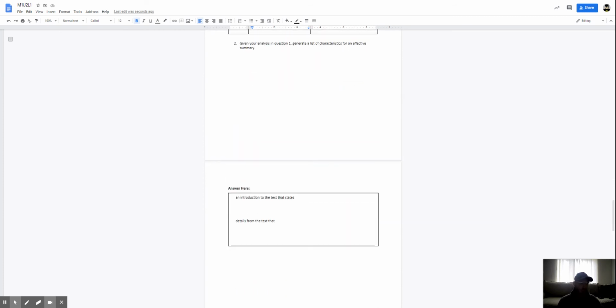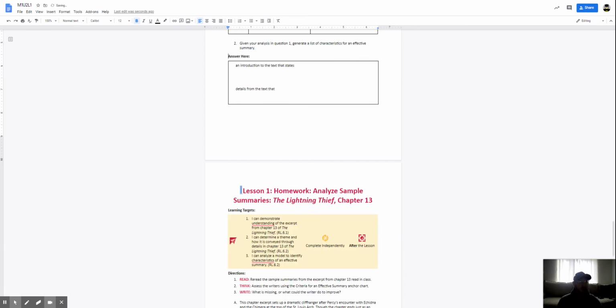Now here is where you are going to get into some harder work. It is question 2, and it says, given your analysis to question 1, generate a list of characteristics for an effective summary. So what does an effective summary have? It has an introduction that states characters and location. Definitely has that. What else does it have? It also has a summary of details.